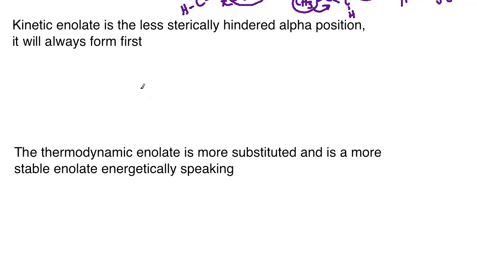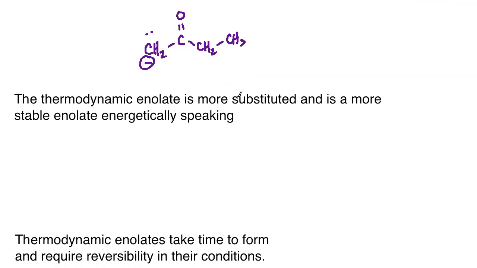So one more time, I'm going to draw this out here. The kinetic enolate is going to be the one that is less sterically hindered, meaning we get quick access to it. Think about kinetics, movement, quick, rapid, right? We can make this far faster than we can the other because it's not as sterically hindered in that position.